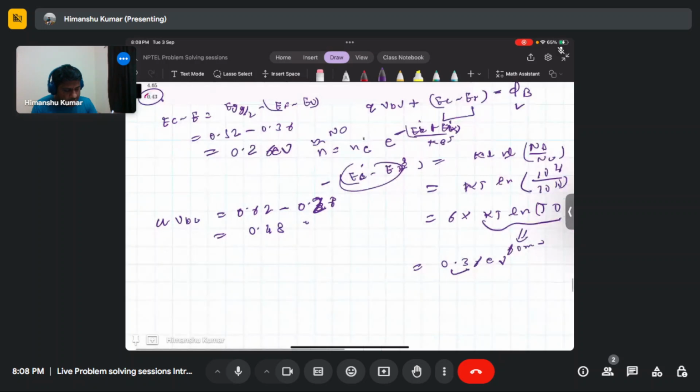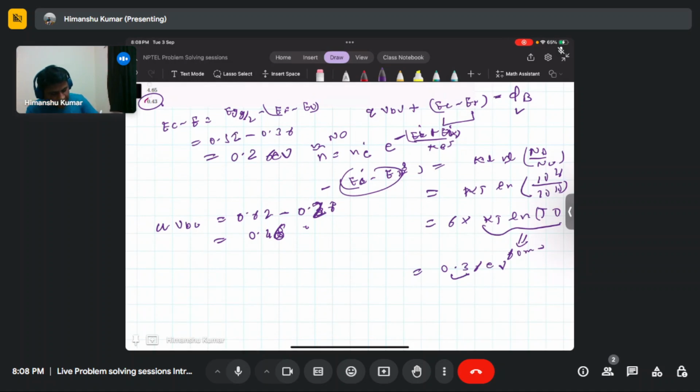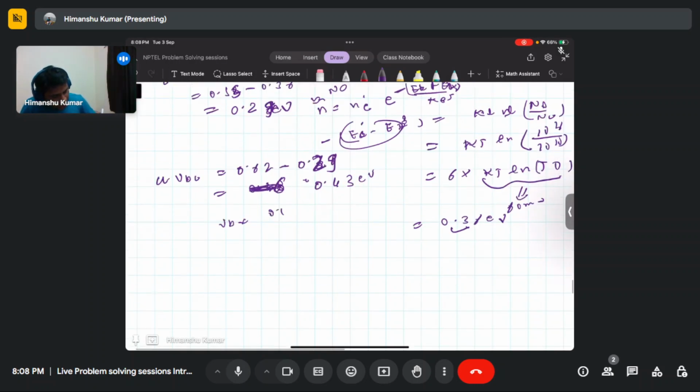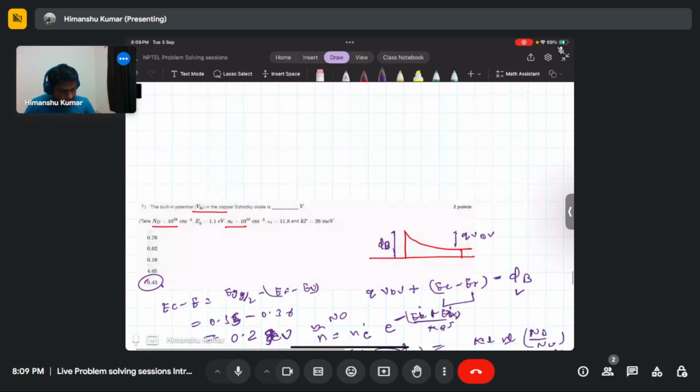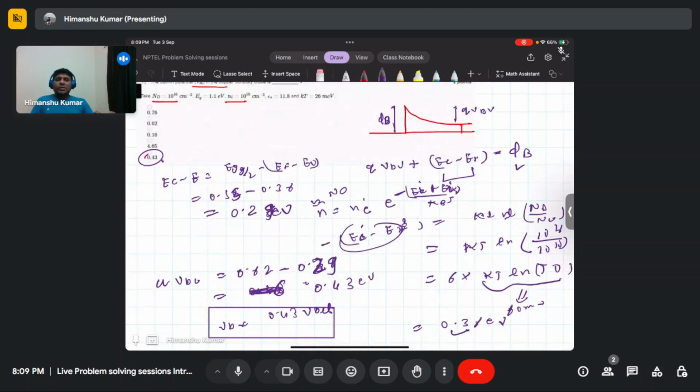So just wait, this is 5.5, and this is 2.9, and this will finally become 0.43 electron volt, and you can write VBI as 0.43 volt. So that is the built-in potential.